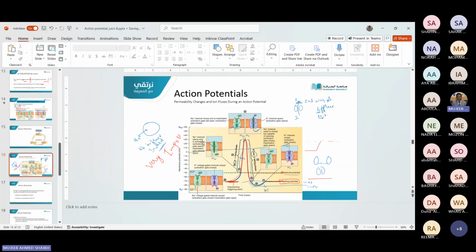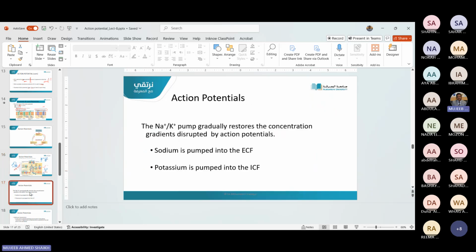Now tell me, what is the difficulty? Doctor, can you please repeat the refractory period? Yes, refractory period is the period where, suppose I stimulated, I have to show it on the diagram. Let me show you on one of the slides. Okay.